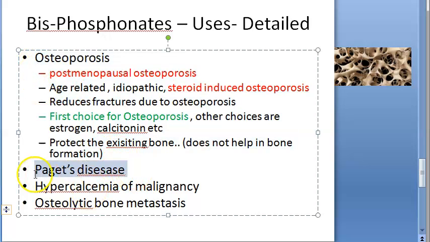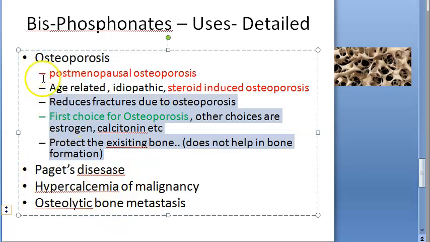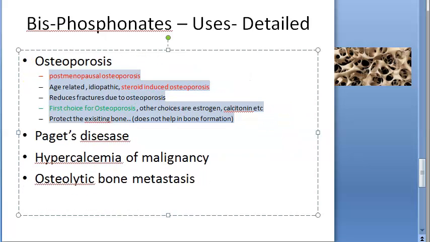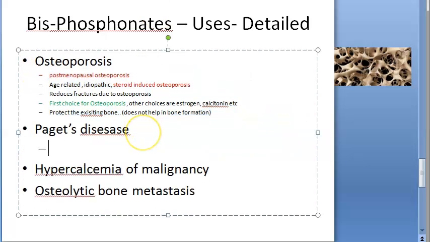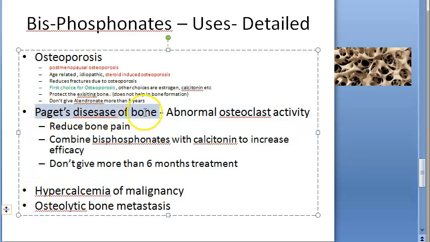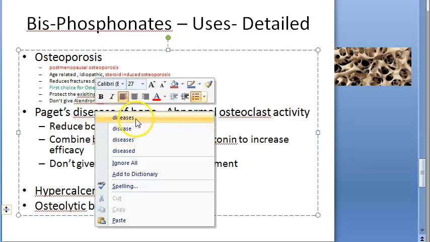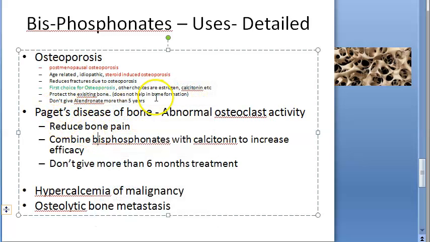Next we are going to Paget's disease. Paget's disease, what you already saw is abnormal osteoclast activity. But Paget's disease of the nipple is also there, right? How do you separate those two here? So this is called Paget's disease of bone, remember. It is of bone, not of the nipple. What happens here? There's abnormal osteoclast activity, so there is going to be bone destruction.